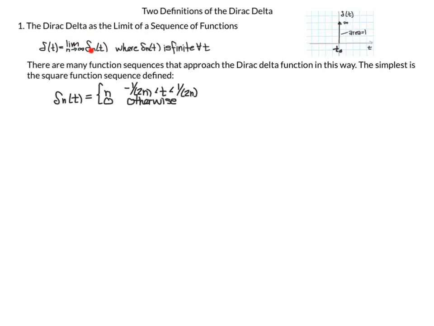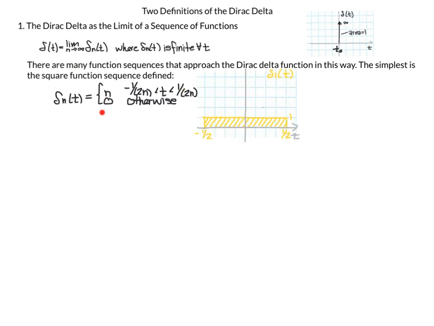And we're going to take the limit as n goes to infinity, and we'll see what the limit is. There are many function sequences that approach the Dirac delta in this way, and the simplest is a square function defined this way. δn of t is equal to n, with t going between negative 1/2n and positive 1/2n, and 0 otherwise.